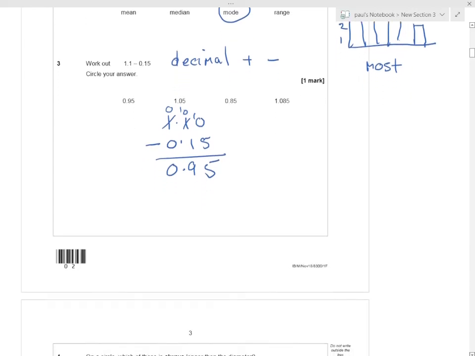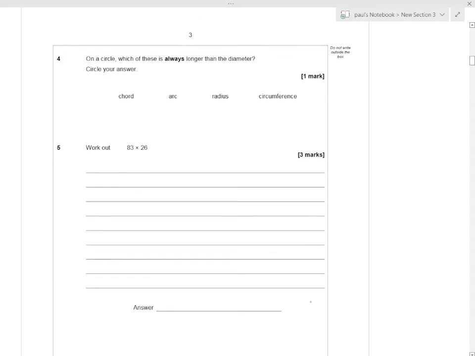Okay, right. On a circle, which is always longer than the diameter? Well, on a circle, the diameter is across, and the only way that you can get a longer line than the diameter always is this one around the outside, which is the circumference. So look up the names of these and what they refer to on a circle.